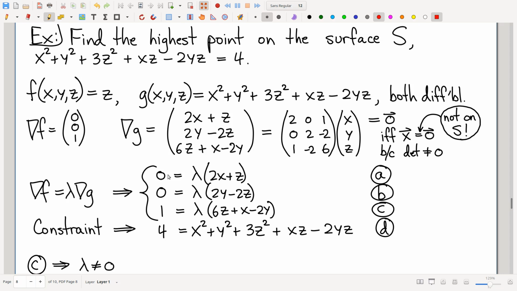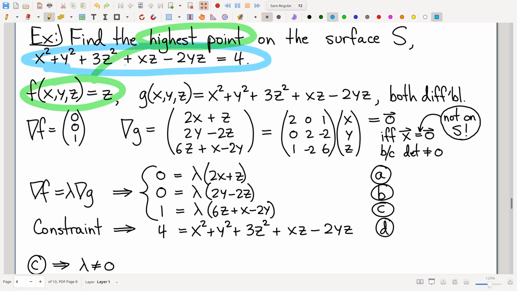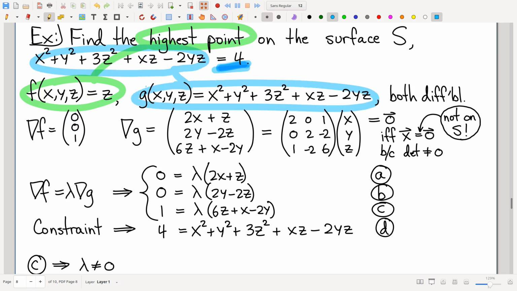Notice first we have to identify what our objective function is. I'm looking for the highest point on a given surface. That means I want the greatest value of z, so z is the function I want to be as big as possible. Z is my objective function. And then I have a constraint: this equation must be true. Notice this is written as a level set, so I can right away determine that this is my constraint function.